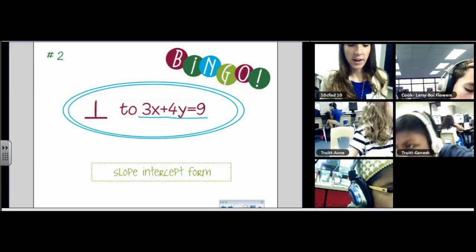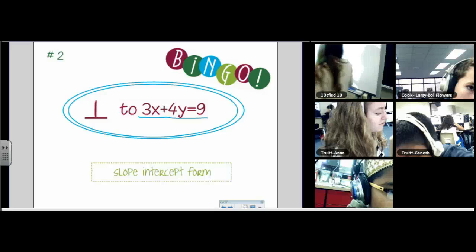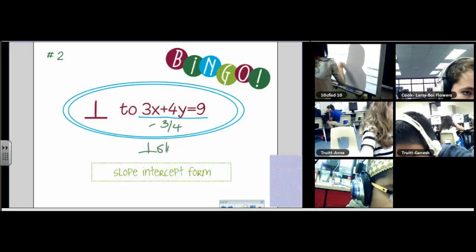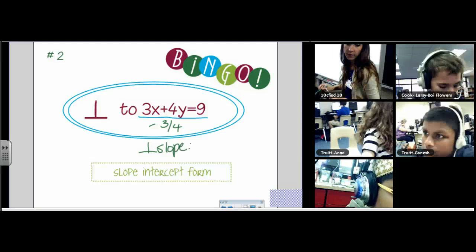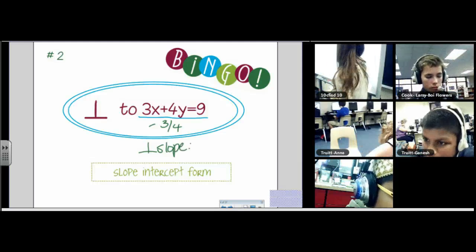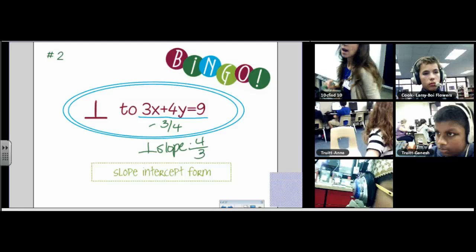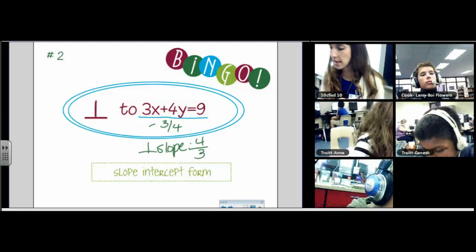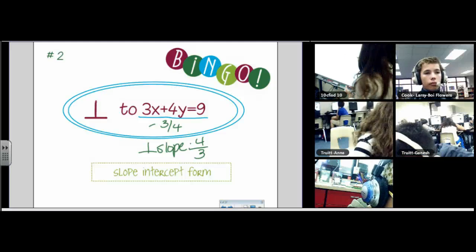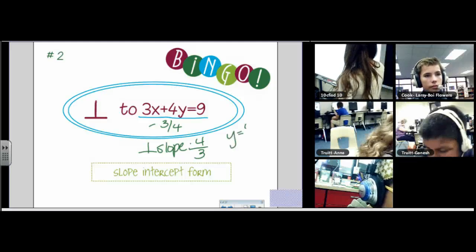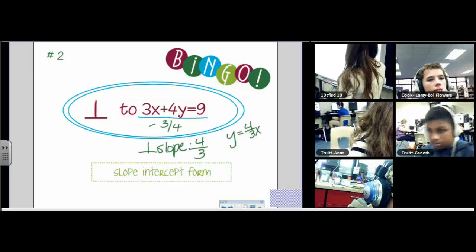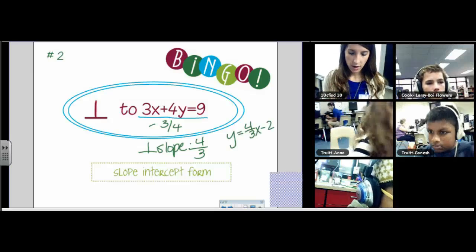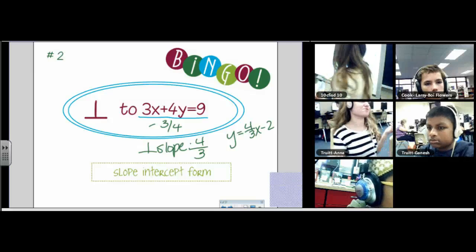Negative 3/4. Very good. Now go ahead and tell us the perpendicular slope. Are we good at flipping and switching? Very good. The opposite reciprocal of negative 3/4 is 4/3. So it would be y equals 4/3x minus 2 is the one on your sheet. Very good. Okay, Relina, you're up next.